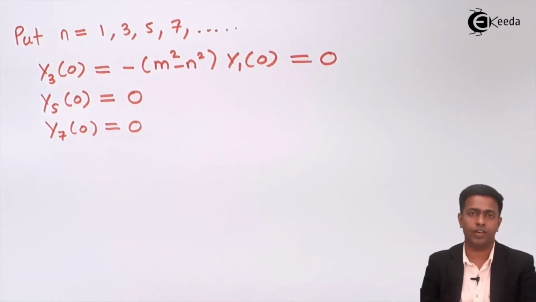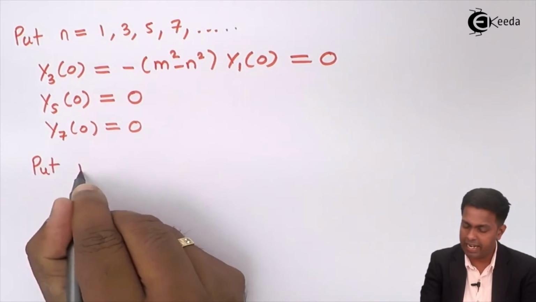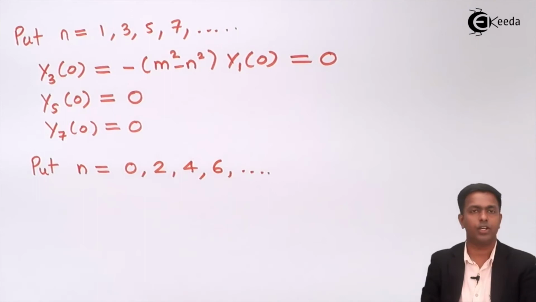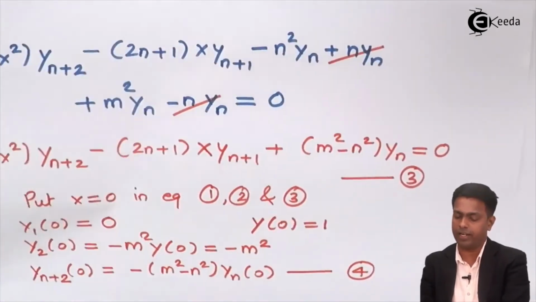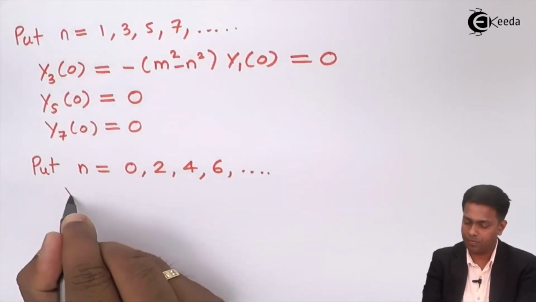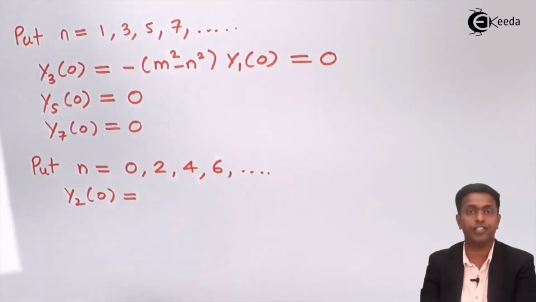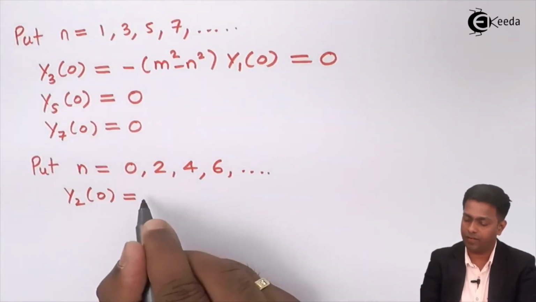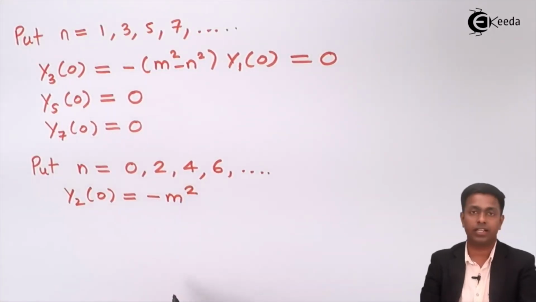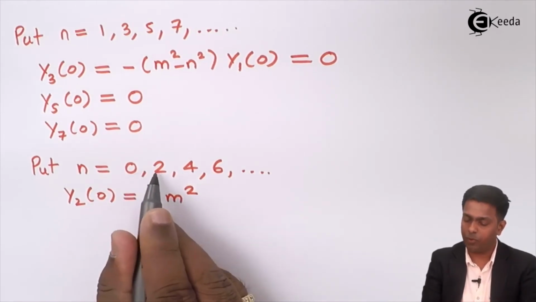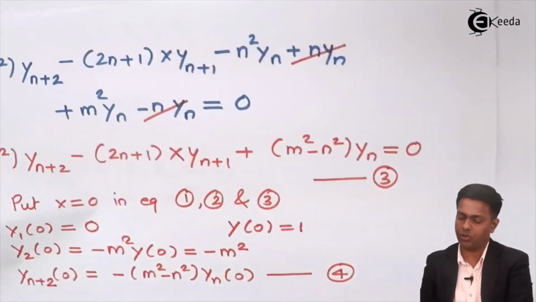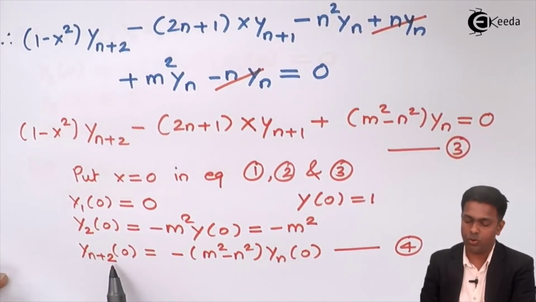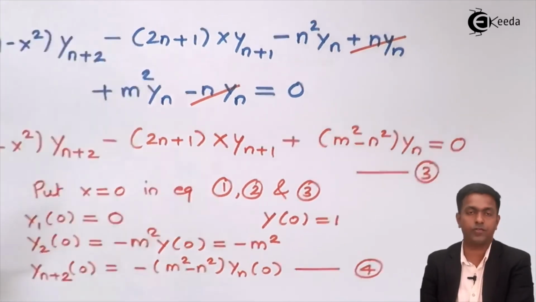Now let's move to the even terms. So here I'll say, put n as 0, 2, 4, 6 and so on. So if I put n as 0, here we'll get y2 of 0, which is equal to, here we already got the answer, that is negative m square. So guys, this value is given. Next we'll put n as 2. So we'll get 2 plus 2, that is 4.